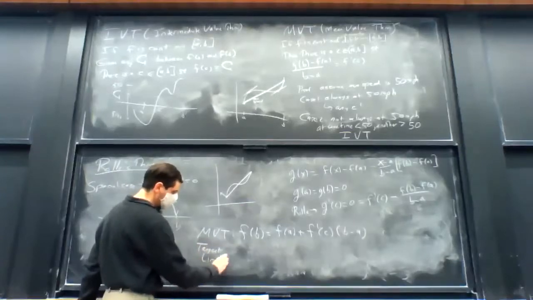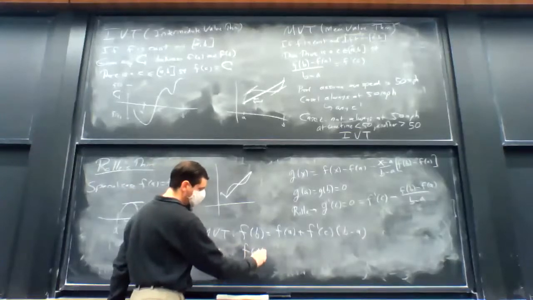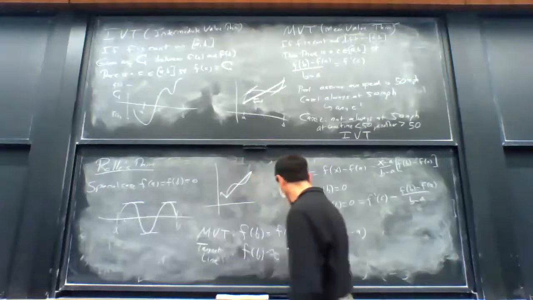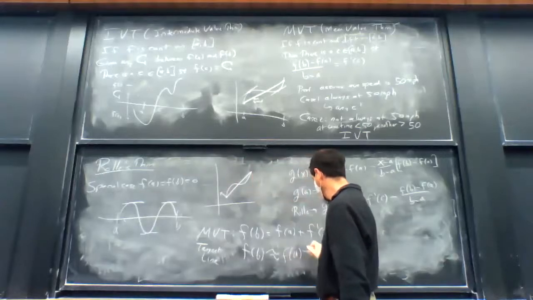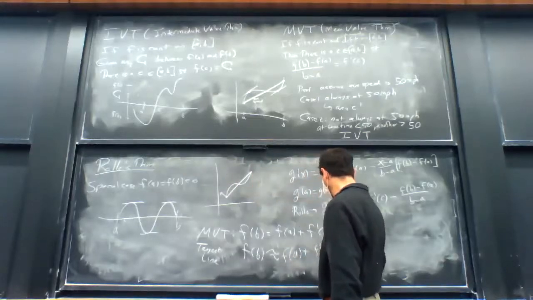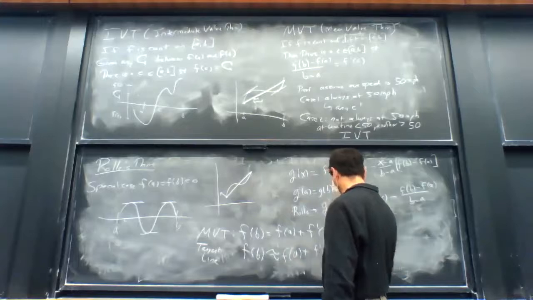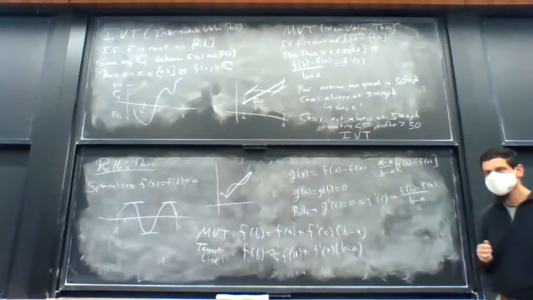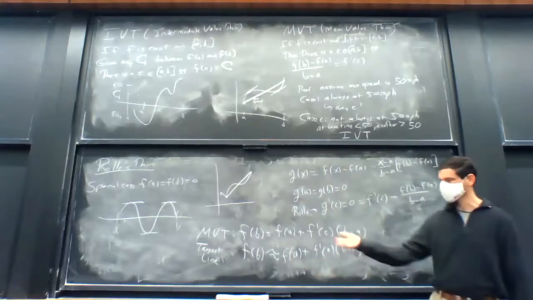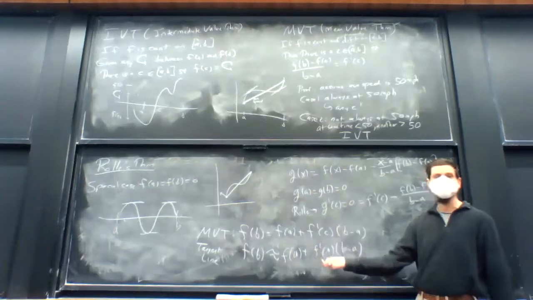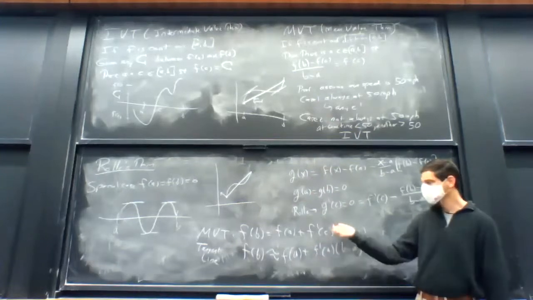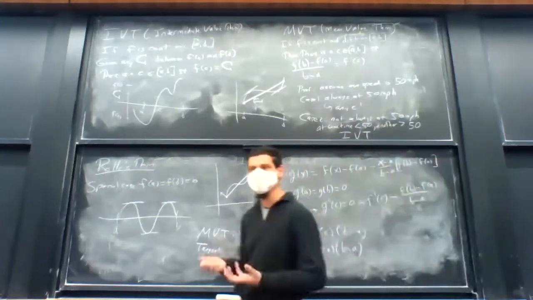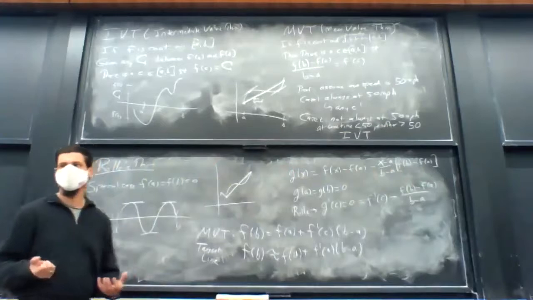So if you look at the tangent line, it was f of b is approximately equal to f of a plus f prime of a times b minus a. So the difference is, with the tangent line, it's approximate, and I'm using all information at the point a. With the mean value theorem, it's exact, but I don't know which point to use.